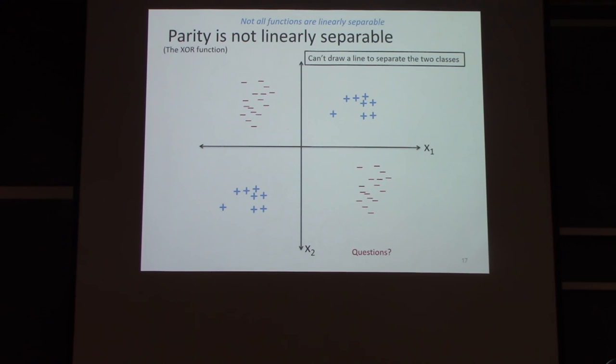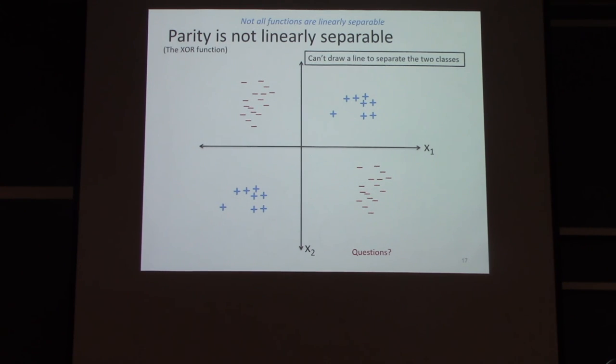And again, the New York Times kind of crowd took it: you can't even do parity. This is such a horrible class of functions. You can't do anything useful with it. AI is dead, and they left. And that was the first AI winter. Since then, there was a second AI winter in the 80s, and now we are in the AI spring, so who knows what's going to happen.